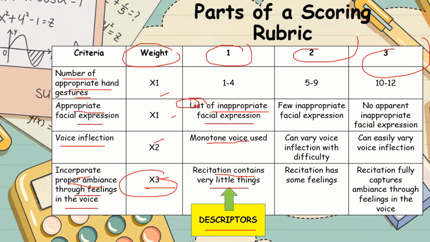So the question here is, why are descriptors important? So why do we need to include the descriptors? Because the descriptors tell students more precisely what performance looks like at each level and how their work may be distinguished from the work of others per criterion. So similarly, the descriptors help the teacher more precisely and consistently distinguish between the student work.